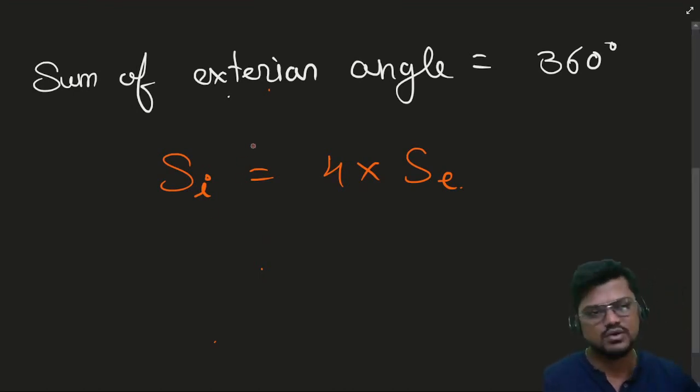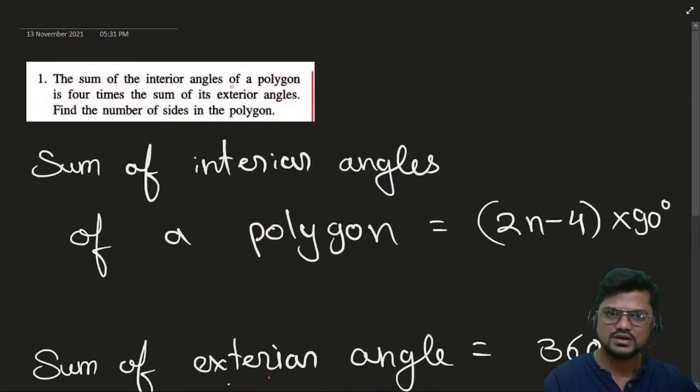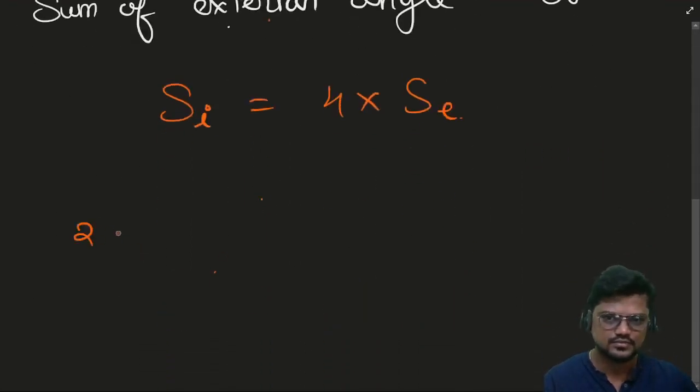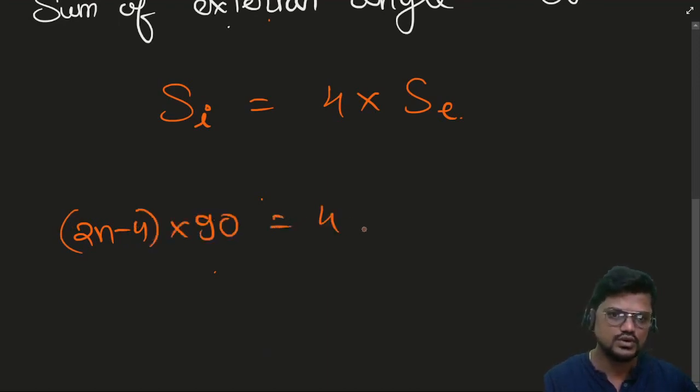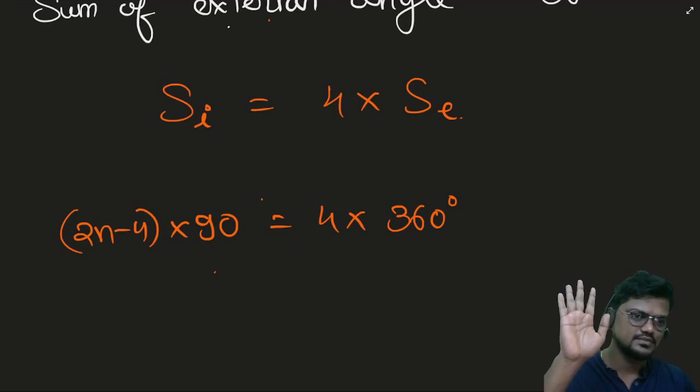Now, sum of interior angles. What is that? 2n minus 4 into 90. That equals 4 into the sum of exterior angles. The sum of exterior angles is always 360. Understood this? How many of you have understood this part? Please raise your hands.